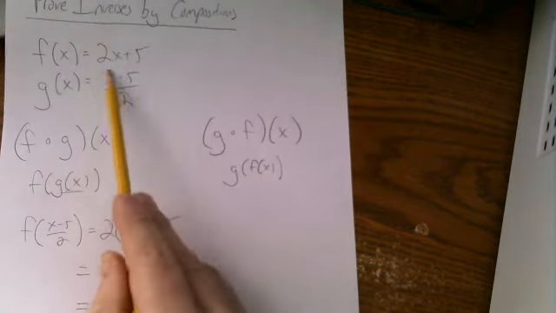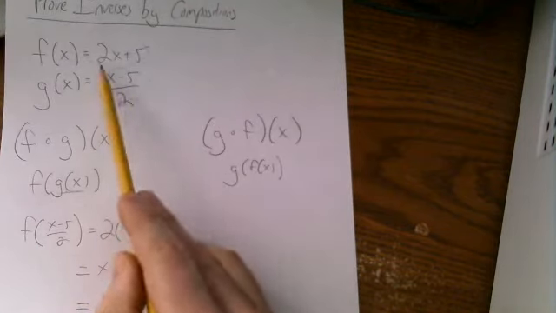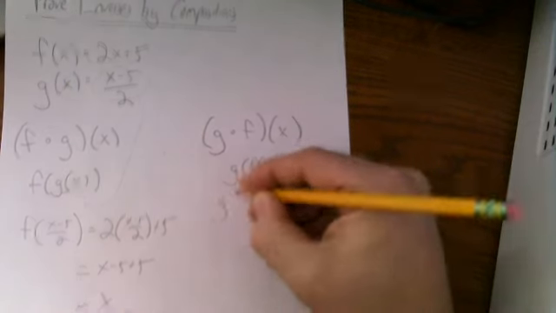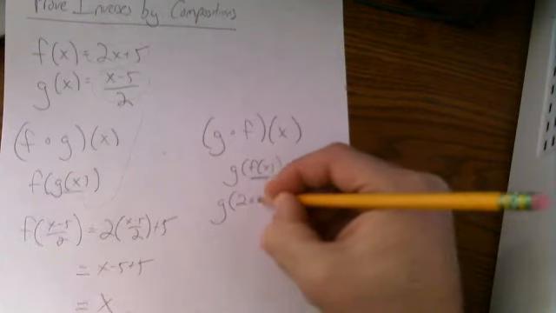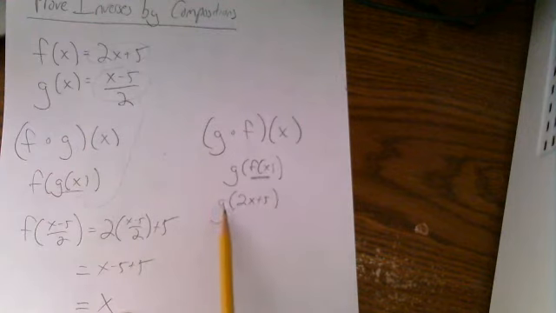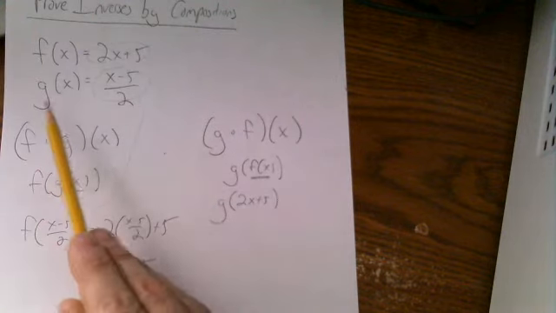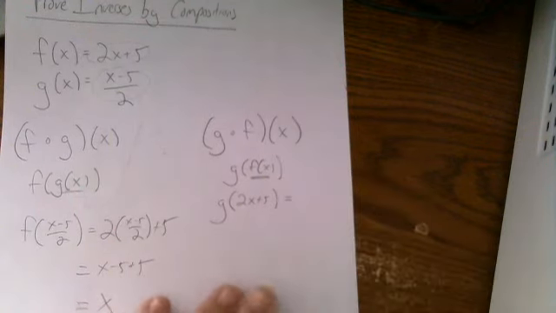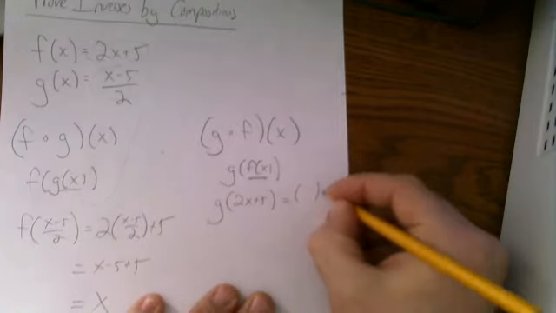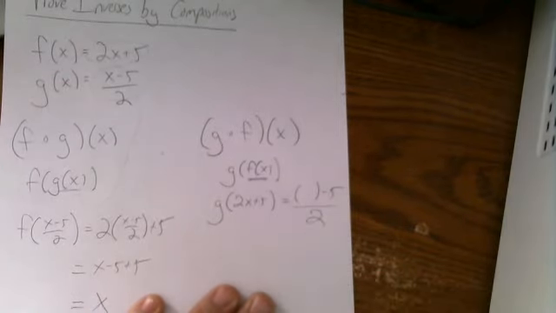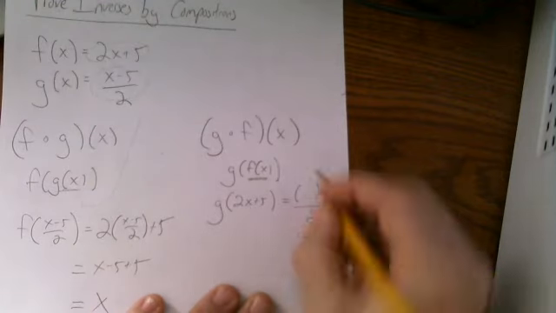Well, here's f of x. 2x plus 5. Here's f of x. So this question is really asking us to find g of 2x plus 5, because f of x is 2x plus 5. This notation is asking me to set up g with an open set of parentheses for x. So g of x is x minus 5 over 2. And now we're plugging in 2x plus 5.